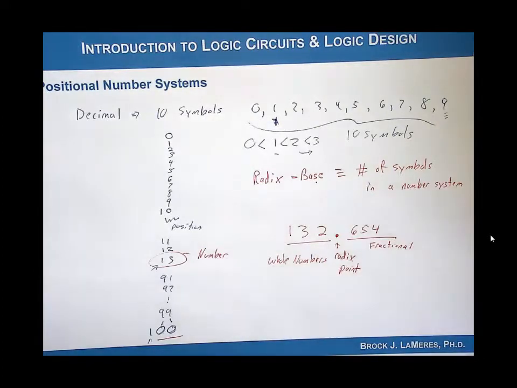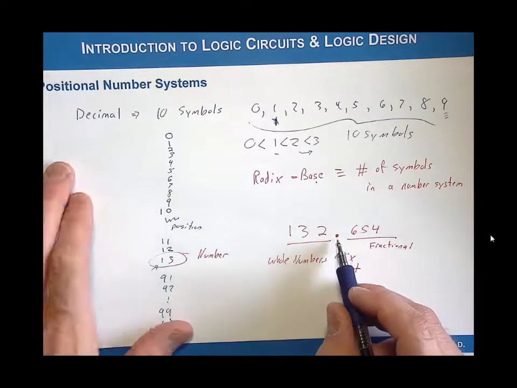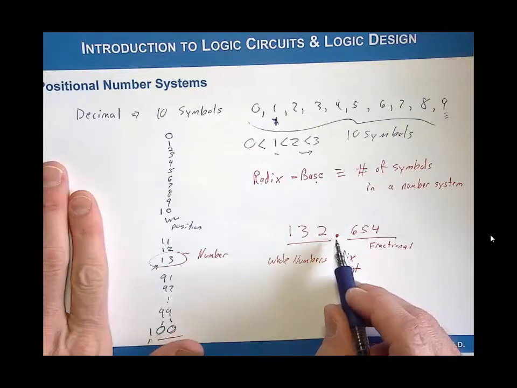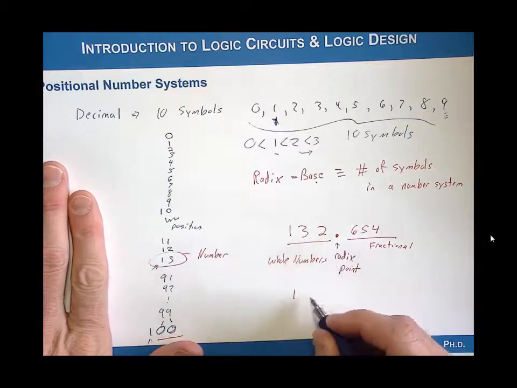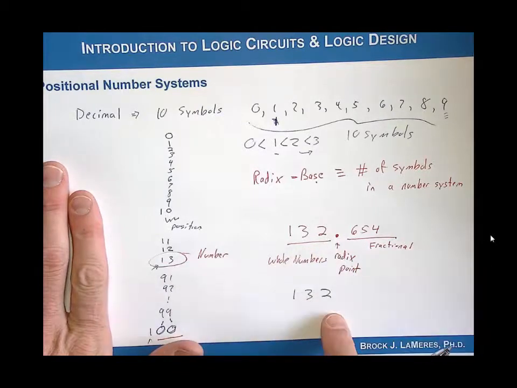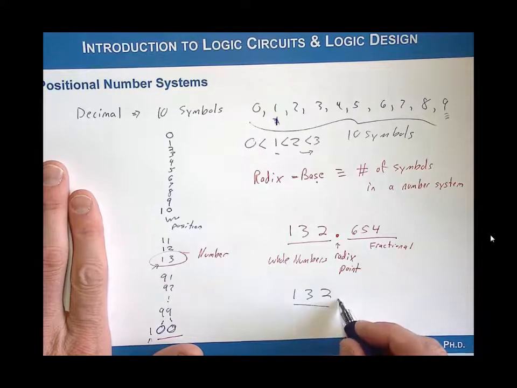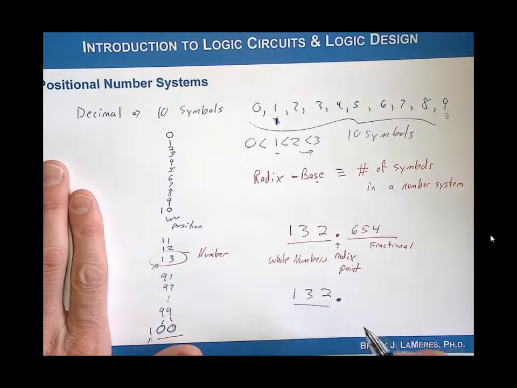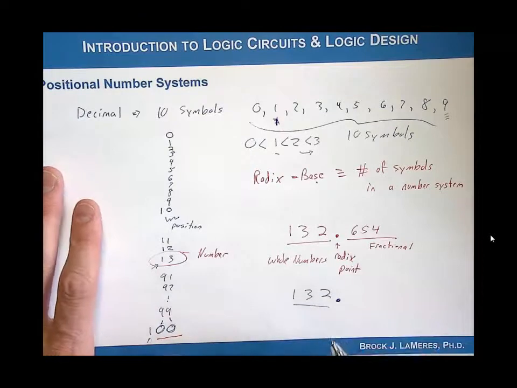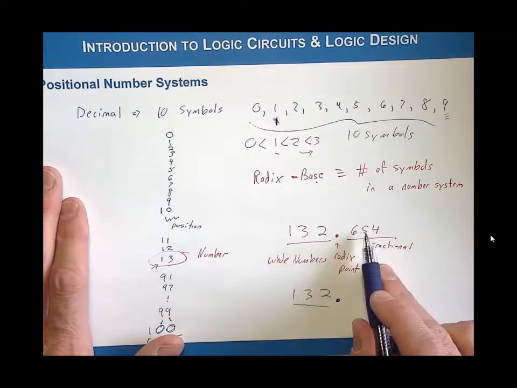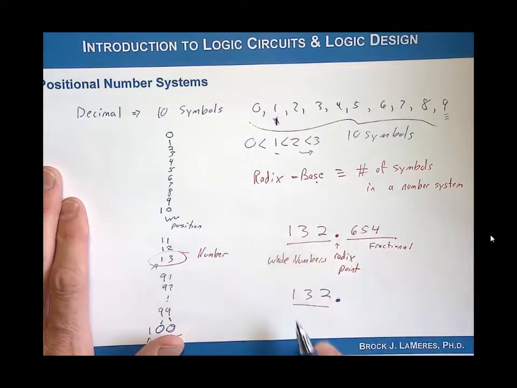Now when the decimal point or the radix point is omitted, you can assume that it is to the right of the rightmost numeral. So if I just provided the number 132, there is no radix point, so what you would assume is that it would be right here, even though I can omit it. That sets the positional numbering for all of the symbols within this actual number.